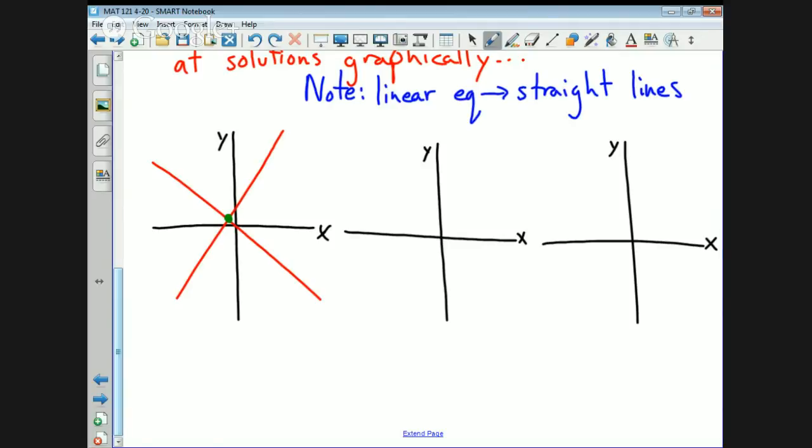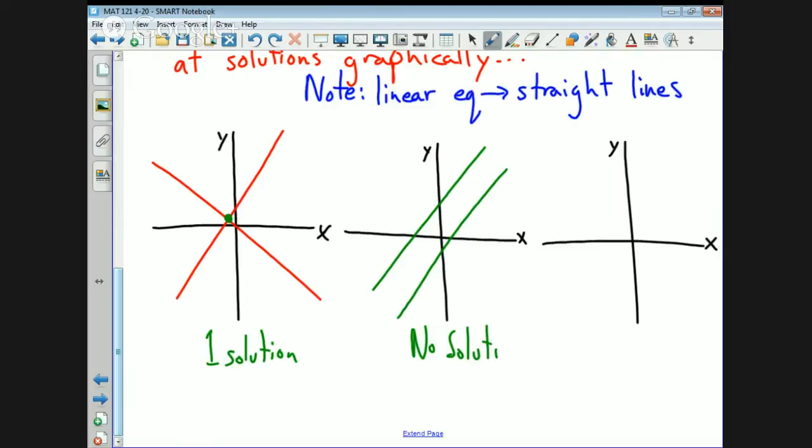Now, it is possible that you may have lines that are parallel. So those parallel lines, well, they're never going to cross. Parallel lines don't cross. It's the definition of parallel lines. So this would be no solution. So we have the possibility of one solution over here. We could have no solution. We'll see how this works out when we start doing some of the example problems. I want to do these here shortly for you.